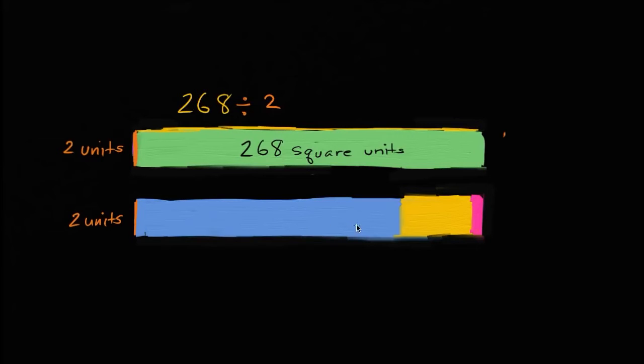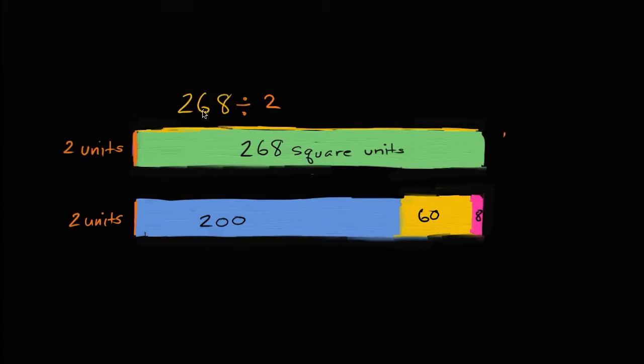This blue area is 200 units. This yellow area is 60 units, and this magenta area is 8 units. Now, why is that useful? Well, now each of these, it's much easier to divide by 2.